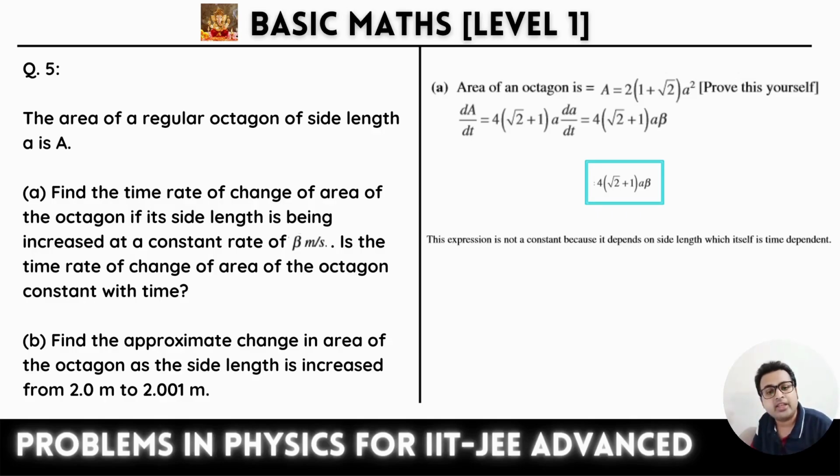So change of area with respect to time, dA by dt, you have to do. In the equation, dA by dt you can very easily do. You will get 4 root 2 plus 1 a da by dt. So this is very easy. And da by dt is given, because it is given that the side is changing per second with beta unit. So small da by dt you can substitute with beta. So you get the answer. So this is the answer.